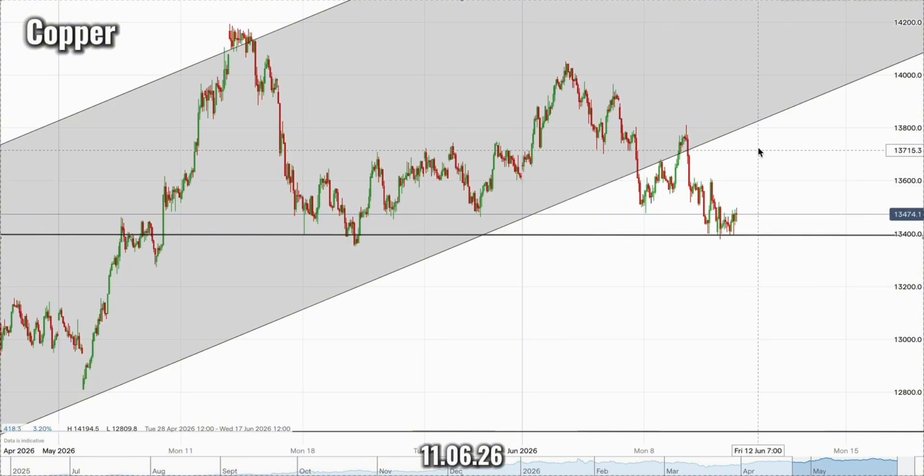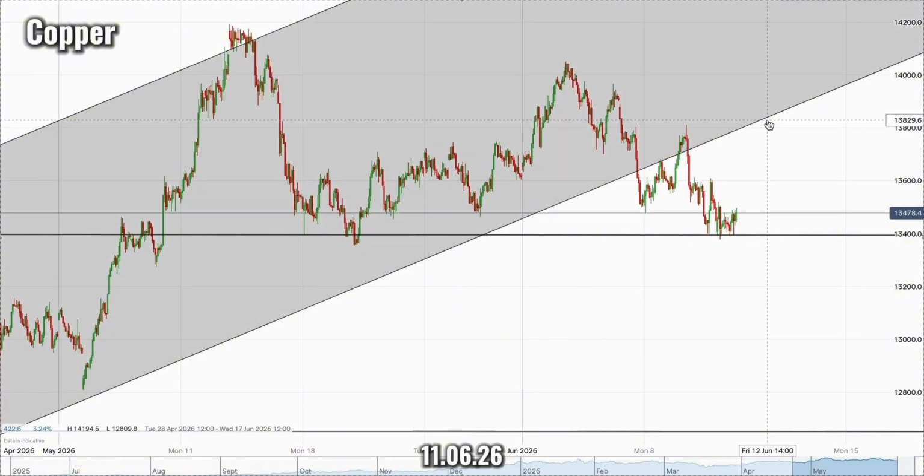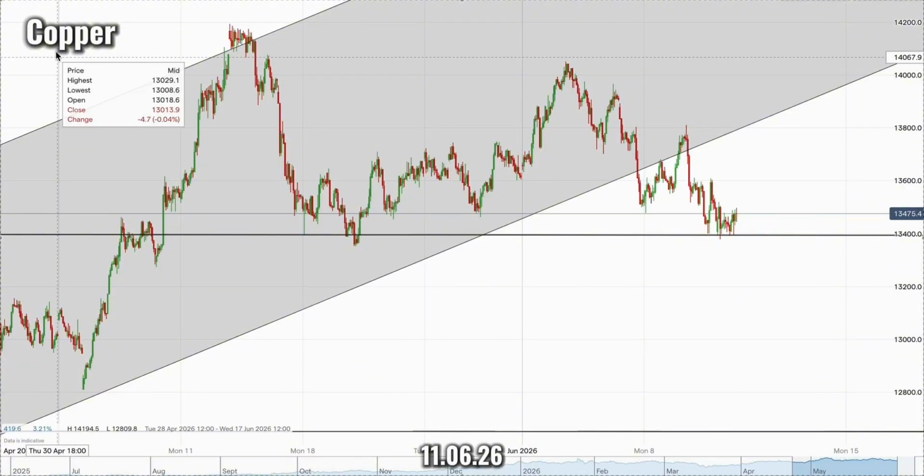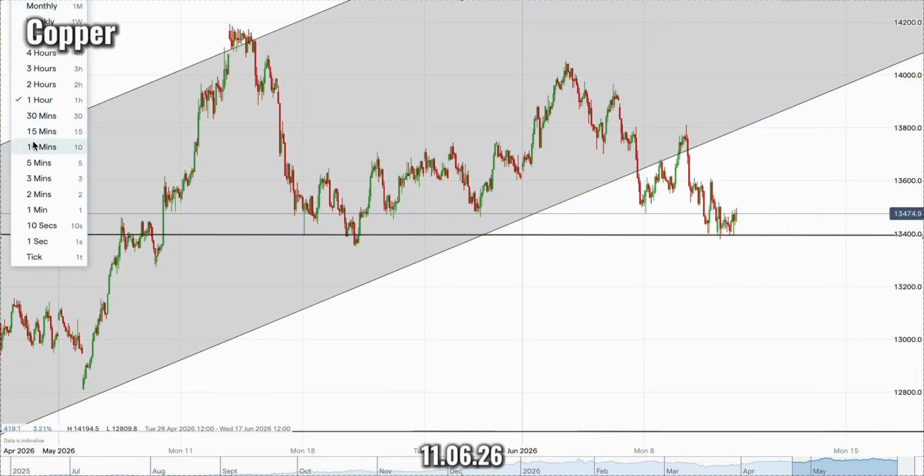If it can hold, we can see it going all the way back up to about 138 before the next major resistance sets in. If you can get to the 138, consolidate around this 138 area, then we've got a chance of getting a little bit higher, back into the 140. Okay, so let's have a look at the 10 minutes.